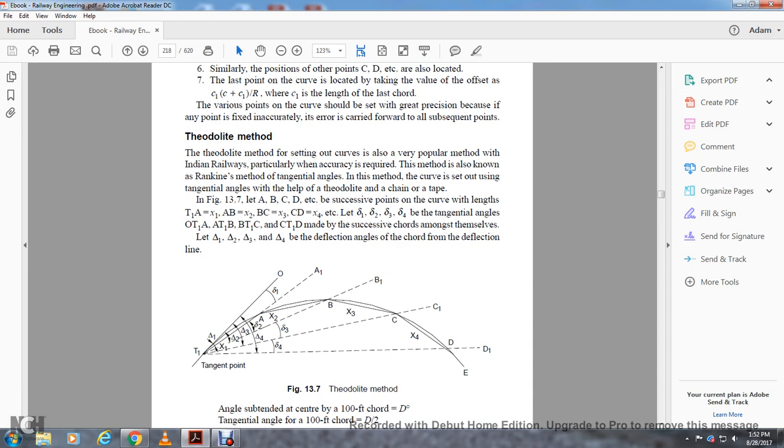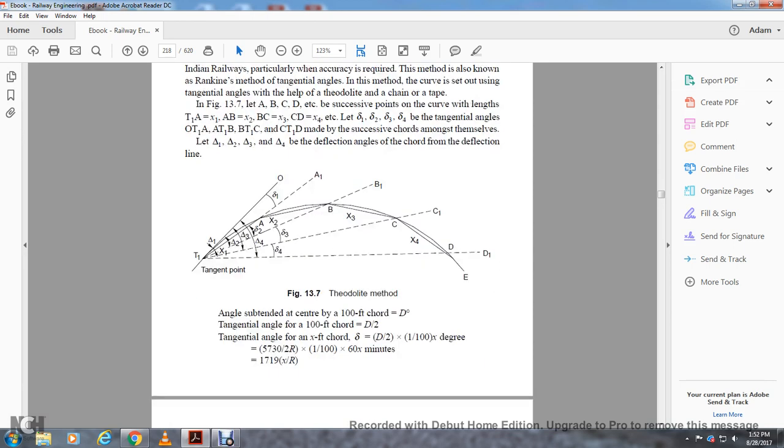Let the tangent angles be θ1, θ2, θ3, and θ4. The lines T1A, T1B, T1C, and T1D make successive angles with the tangent. Consider the triangle with the deflection angle and the chord of the deflection line.